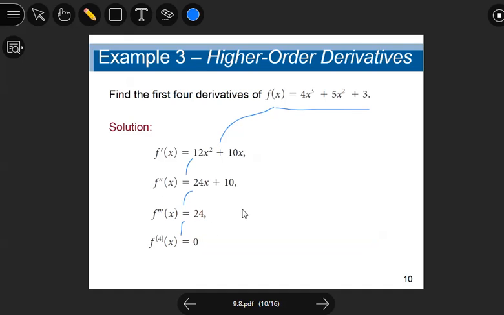My next question is, what is the fifth derivative? Can you think about it? 0 is a constant, and deriving it again becomes 0. After that, for any higher derivative this becomes 0.